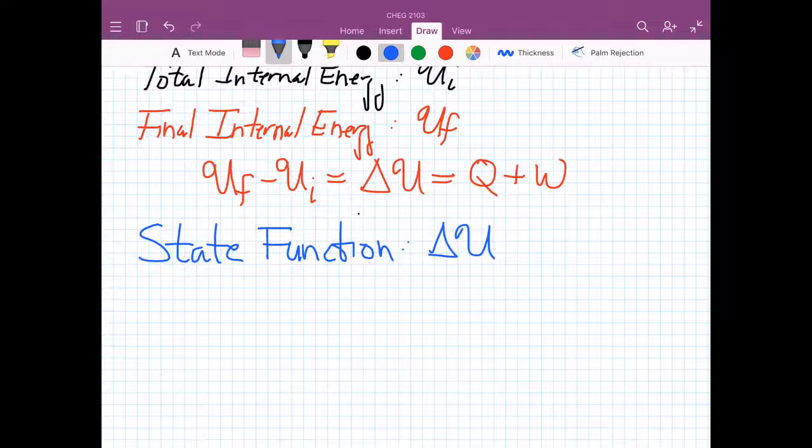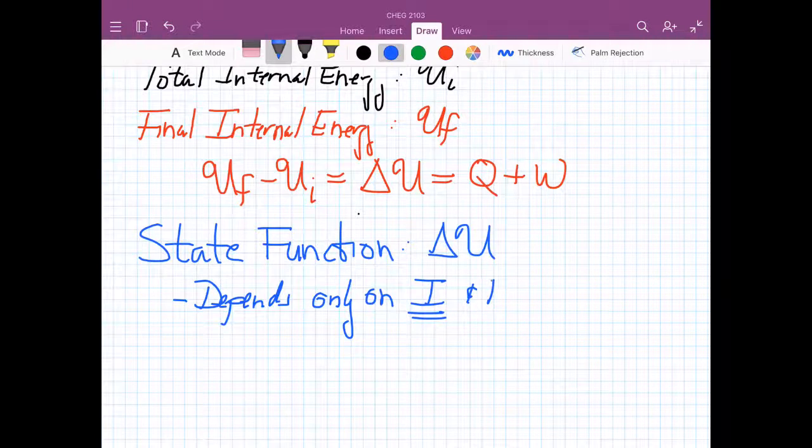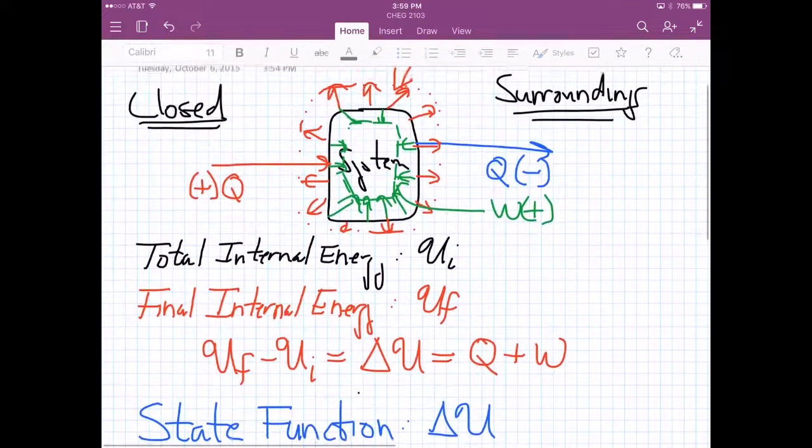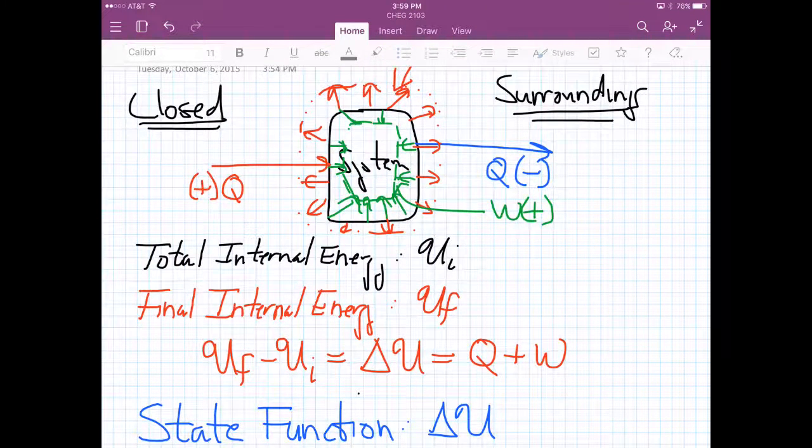It depends only on the initial and final conditions. So I could take this system, I could manipulate it all I want, I could add a whole bunch of energy, I could subtract a whole bunch of energy, I could do a whole bunch of work on it, I could extract a whole bunch of work from it. But if I ended up at the same state as it was at the beginning, then the total change in internal energy would be zero.